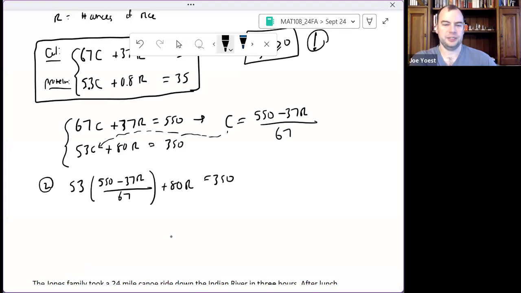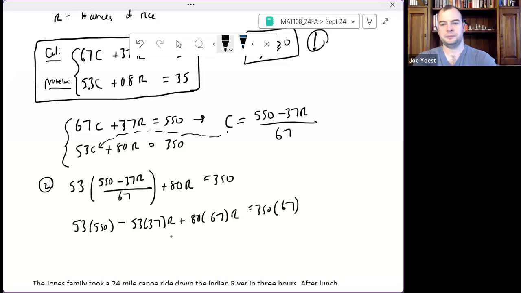Now, what could I do here? I guess I could multiply everything by 67 if I wanted to. That probably wouldn't be all that much different than the addition elimination method. I could go a couple different ways here. Maybe I will do that. So I could do this, and I would actually get something pretty similar to if I did the addition elimination method.